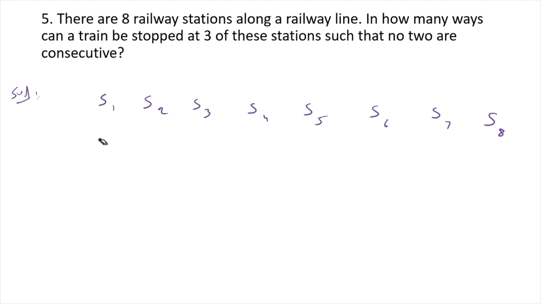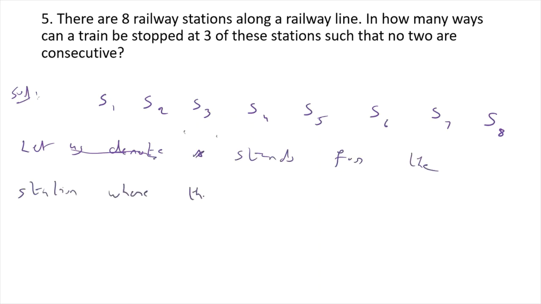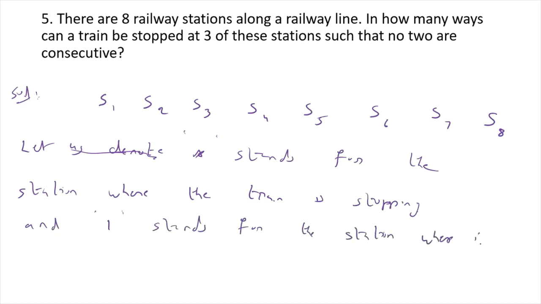So let us denote: let star stand for the station where the train is stopping, and 1 stand for the station where it is not stopping.